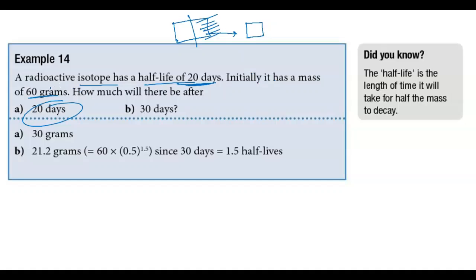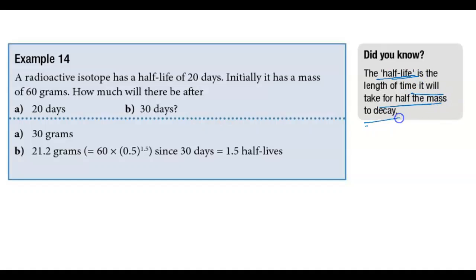Initially, the mass is 60 grams. How much will there be after 20 days and 30 days? See children, the half-life is the length of time it will take for the mass to decay in half. That is, the half amount of the mass is decayed. This is the full amount, and the time taken for this much part to decay is the half-life.